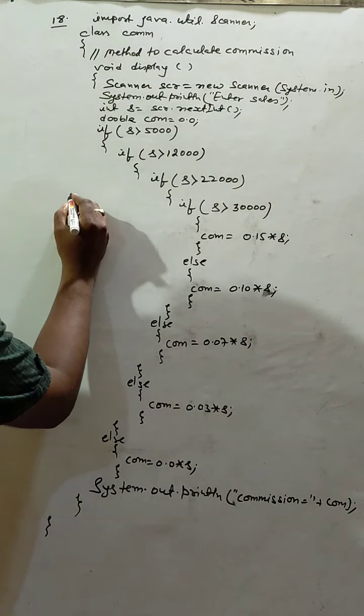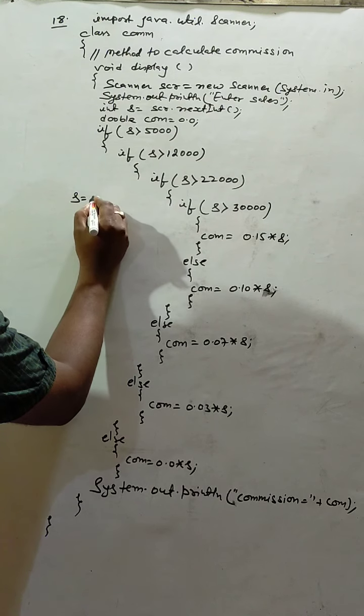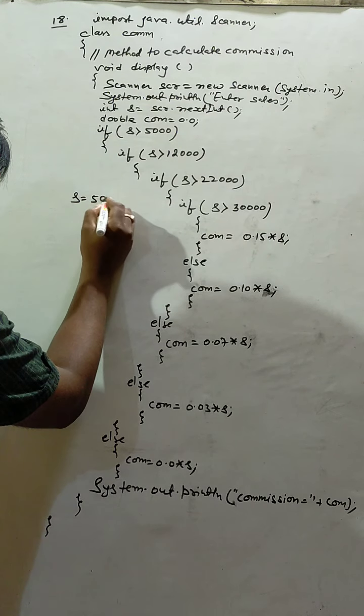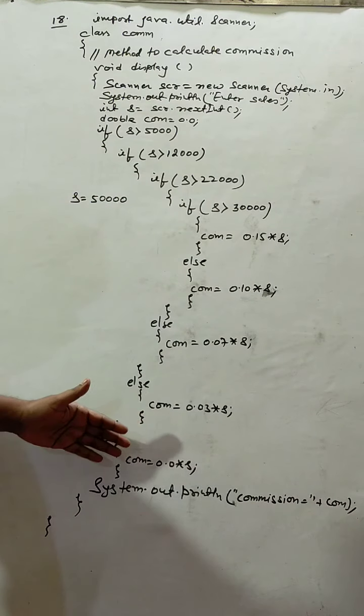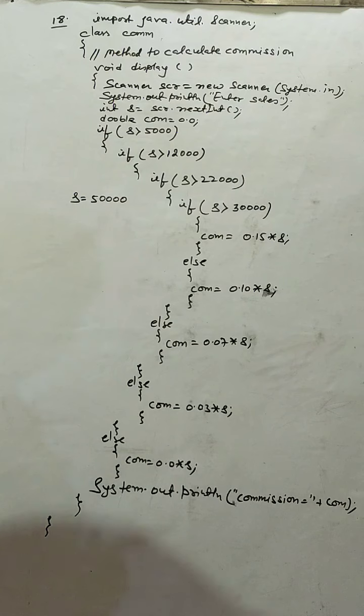Suppose the monthly sales of a salesman this month is 50,000. Then how much commission will he get? According to the table, he will earn 15% of the monthly sales because his sales is above 30,000. Therefore, he will get a monthly commission of 15%. Okay, so let's check whether this program will give him 15% or not.